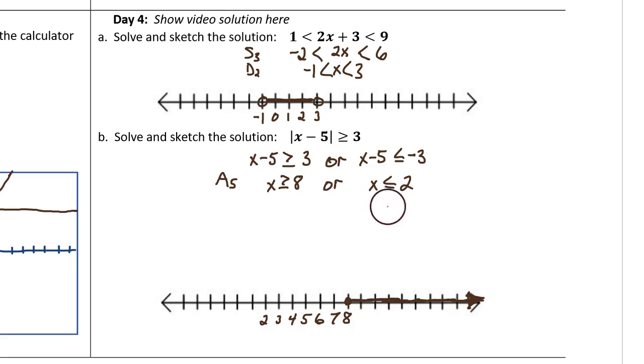Now the other portion, x is less than or equal to +2. A closed circle on +2, and then shade in all the numbers less than that. So this graph with 2 parts to it is the graphical representation of this absolute value inequality.